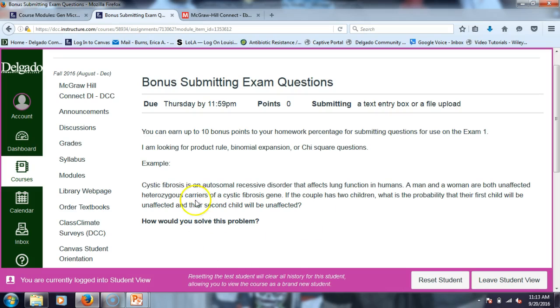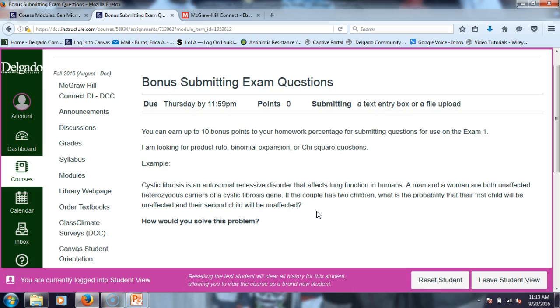But here's one of the ones that I had given you guys for homework, so I was just giving you an example, right, of the type of question. And so for this one, we've done this one, but this would be a good review for us, right? So cystic fibrosis is an autosomal recessive disorder that affects lung function in humans. A man and a woman are both unaffected heterozygous carriers of the cystic fibrosis gene. If the couple has 2 children, what's the probability that their first child will be unaffected and their second child will also be unaffected? So how would you solve this?